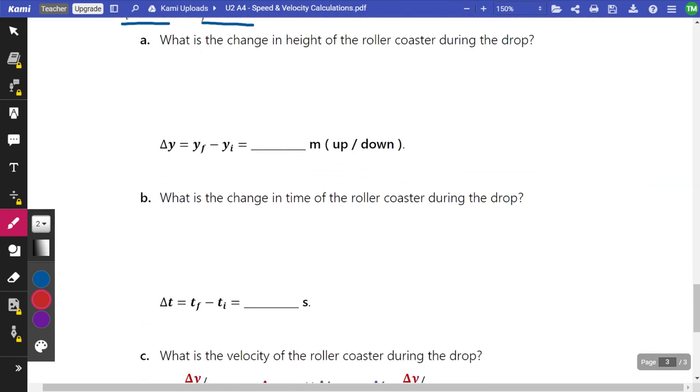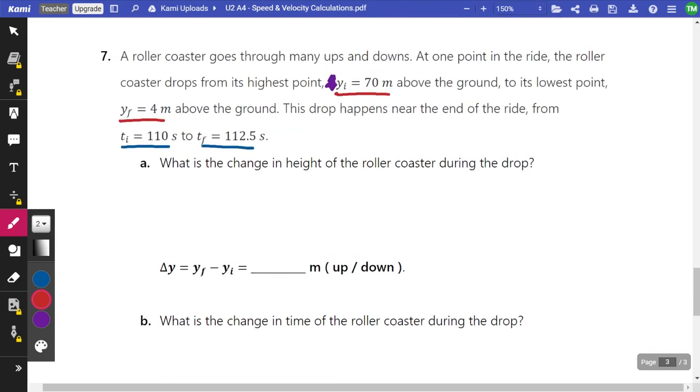All right, and we've also got the change in time, so what period of time this is happening in. Okay, so instead of just having a distance of how far the coaster goes, we're saying how far did it go from here to here? Okay, from final minus initial. So our final point of the roller coaster, where it ends up, is 4 meters.